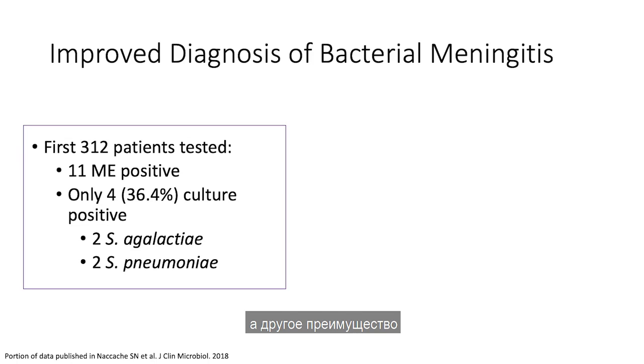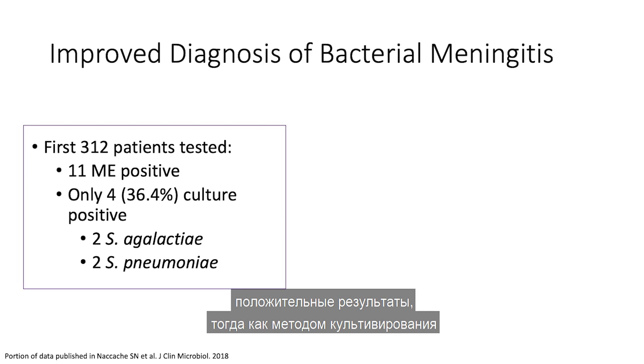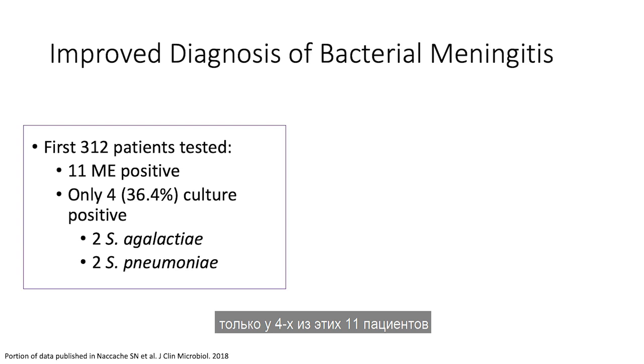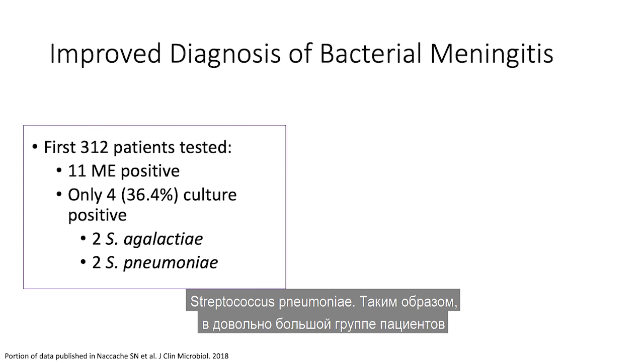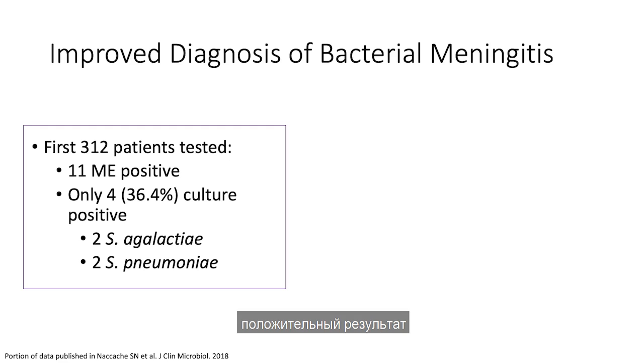Another benefit of the panel is that you really improve the diagnosis of bacterial meningitis. For our first 312 patients that we tested, 11 were positive by the ME panel, and only 4 of those 11 were actually positive by culture: 2 group B strep and 2 Strep pneumoniae. So we picked up a good chunk that were only FilmArray positive and diagnosed solely by that panel.